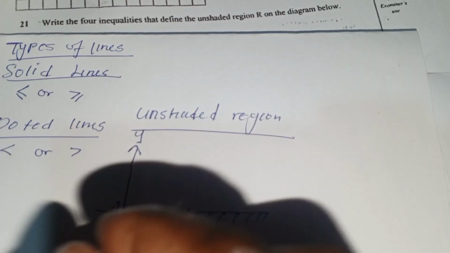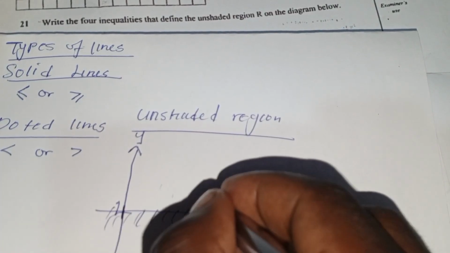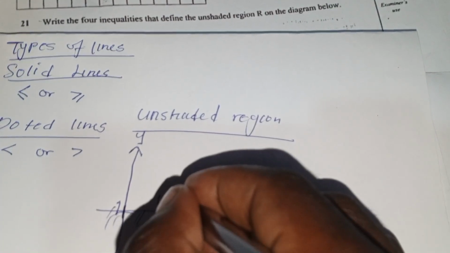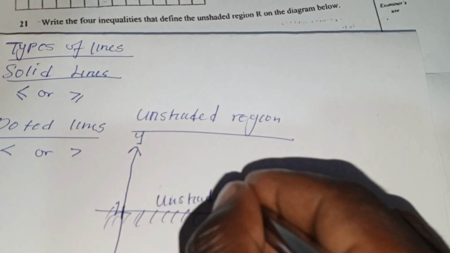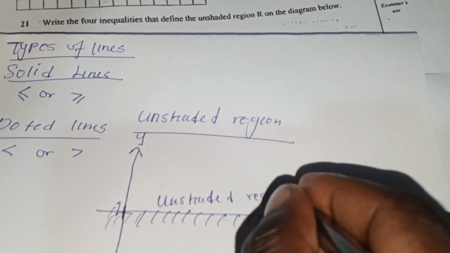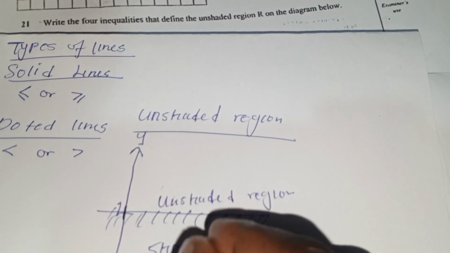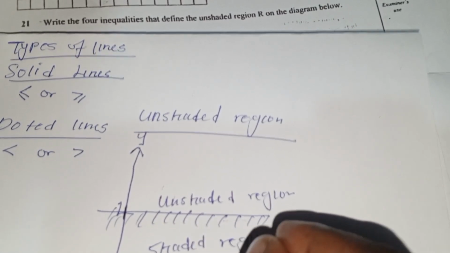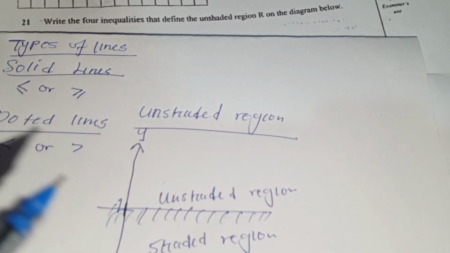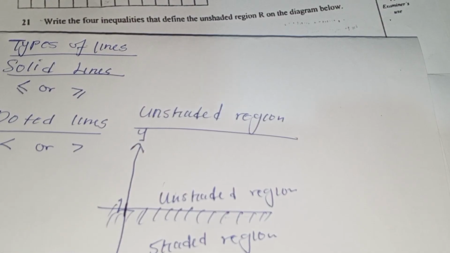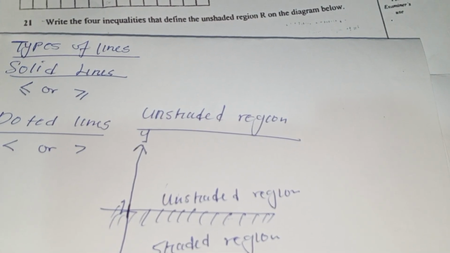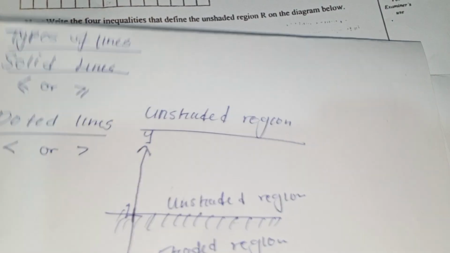So you need to understand that the part that is not shaded, the top part, is the unshaded region, while this one here is a shaded region. As you are giving inequalities, you need to give inequalities in favor of the unshaded region, not the shaded region. That is what you need to understand. I'll explain more as we are answering the exam question.